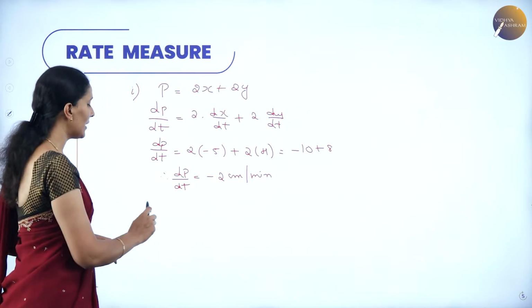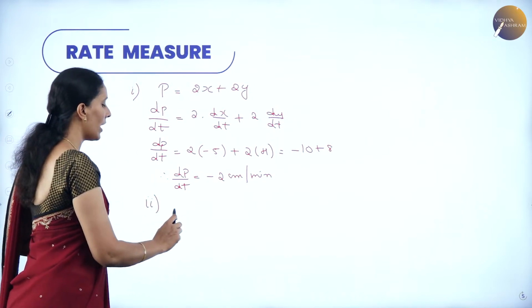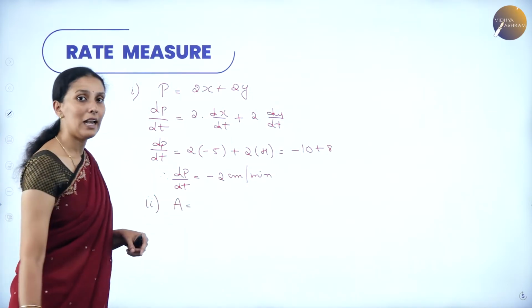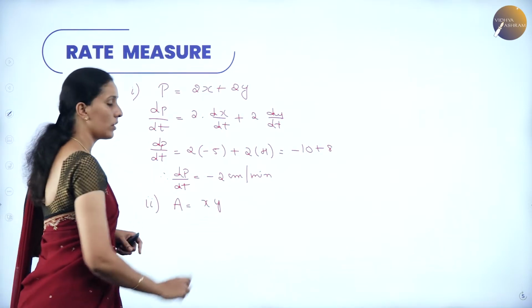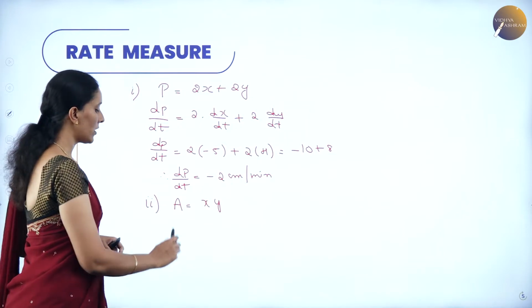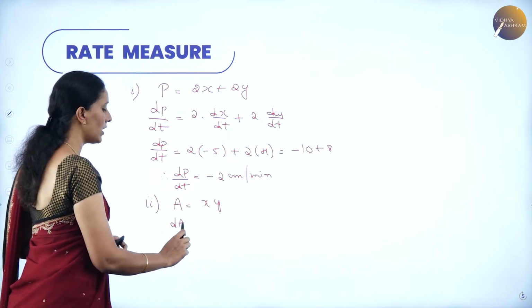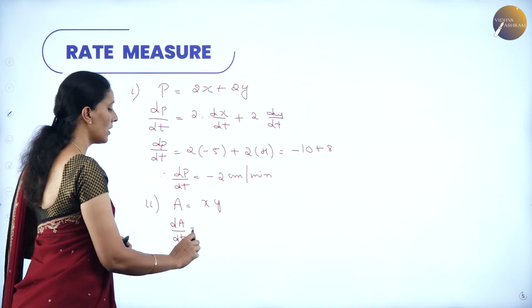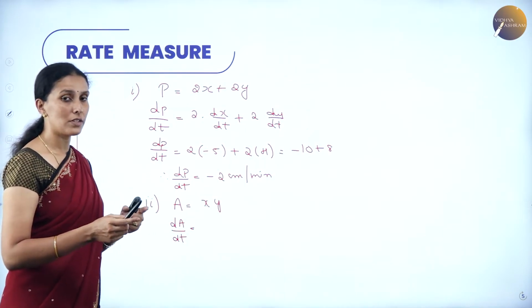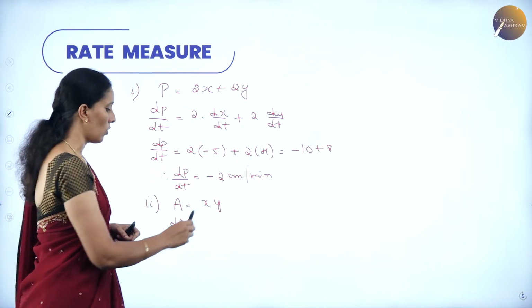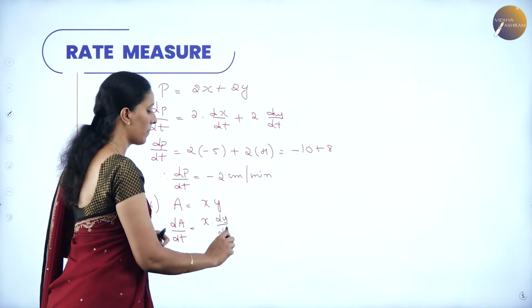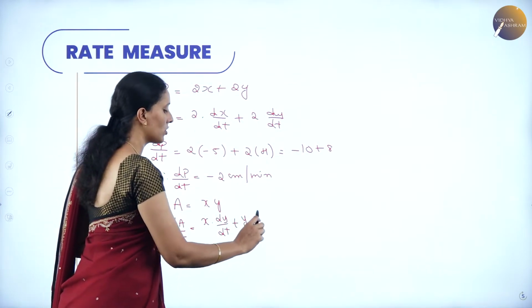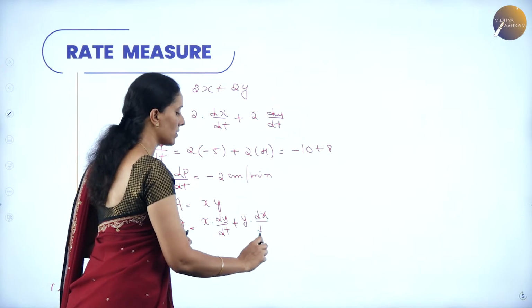Now let us calculate the area. So area of a rectangle is nothing but length into breadth. So here length is x, breadth is y. Now let us differentiate with respect to t here. So dA by dt becomes, x and y both are functions here, so let us apply the product rule. So first function into derivative of the second plus second function into derivative of the first.